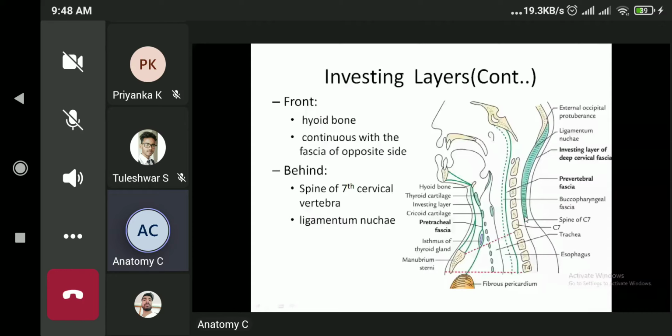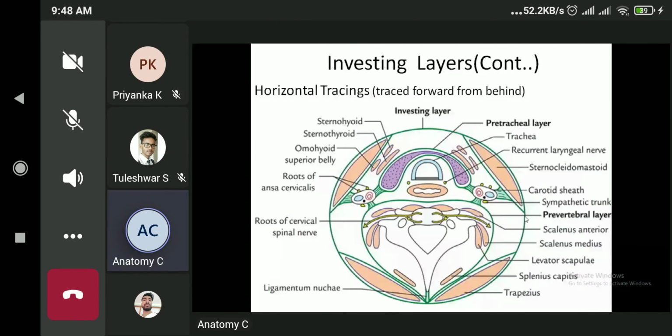Then let's go for the tracing of the investing layer. If you are clear about the attachment, then this investing layer can be traced horizontally as well as vertically. To trace horizontally, this is the transverse section through the neck. Here, this is the anterior part and this is the posterior part, because we can clearly see this is the body of the cervical vertebra and this is the spinous process. So obviously this is the posterior aspect and this is the anterior aspect. Now let's trace this investing layer here in this step.